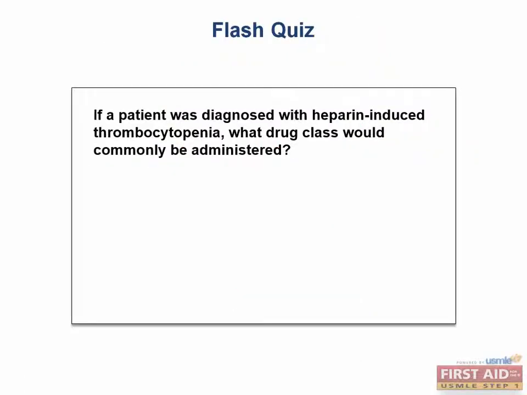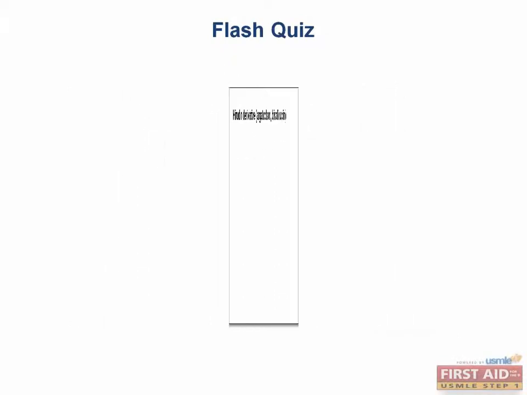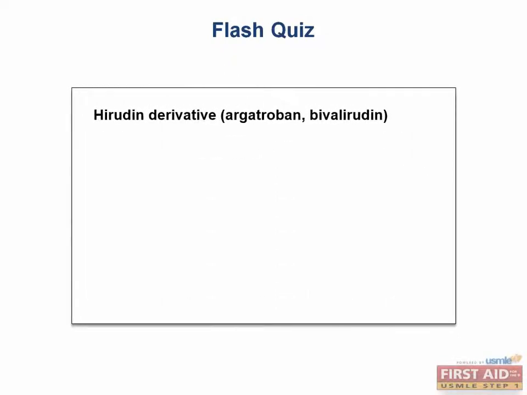Here's a quick flash quiz for us. If a patient was diagnosed with heparin-induced thrombocytopenia, what drug class would commonly be administered? Well, after immediately stopping heparin, the patient would commonly be started on a hirudin derivative, like Argatroban or Bivalirudin.